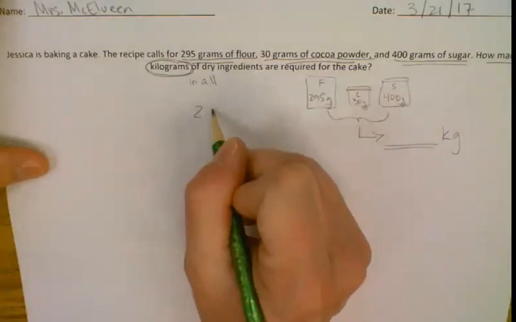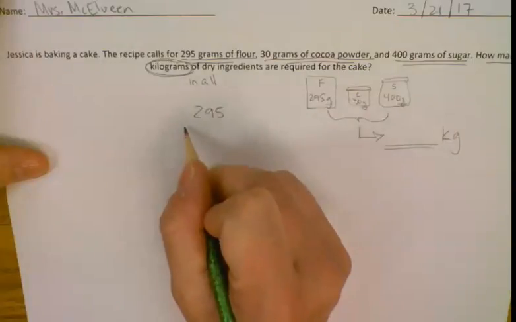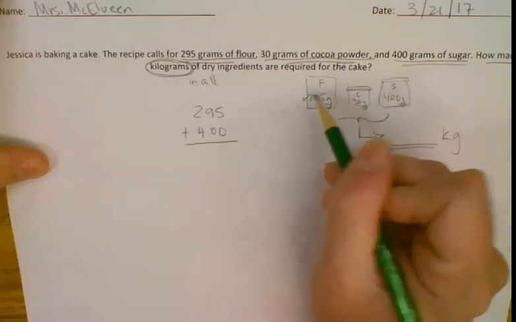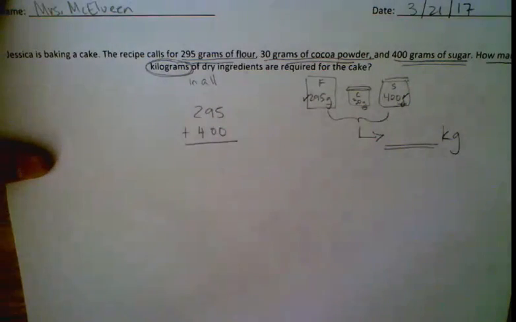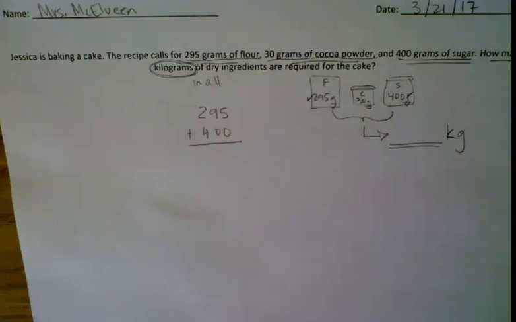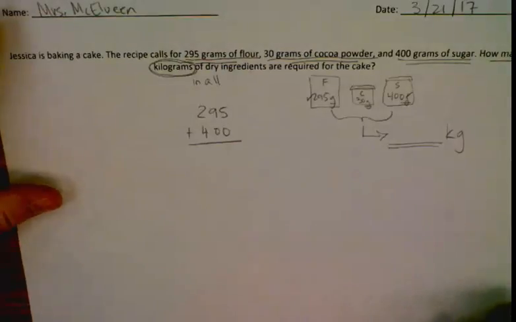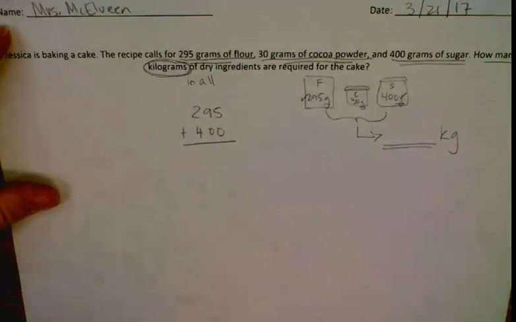So 295 plus 400. I'm going to keep track of what I'm doing and put a check mark by the ones I know already. Our lights went off. Just a moment, please. I'm going to try to get them back on. There we go. That happens every day about this time.